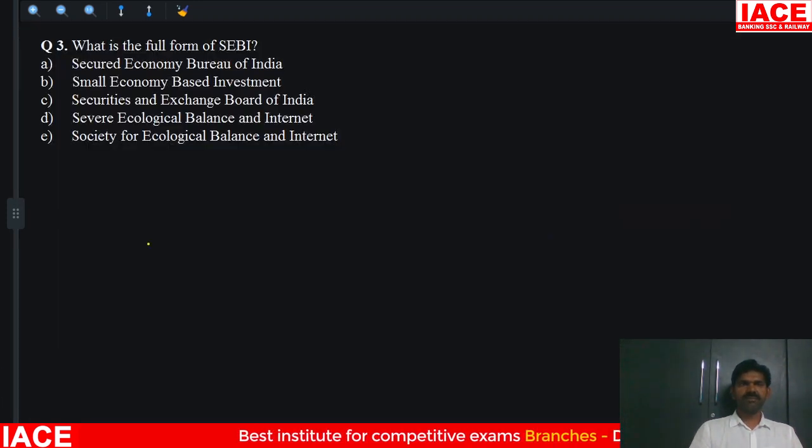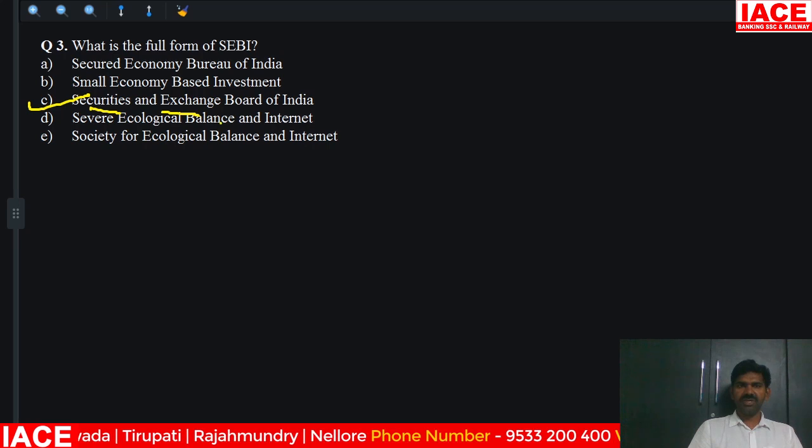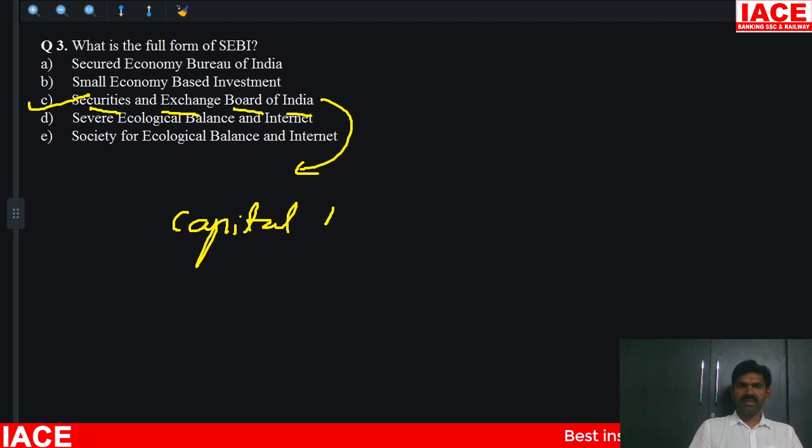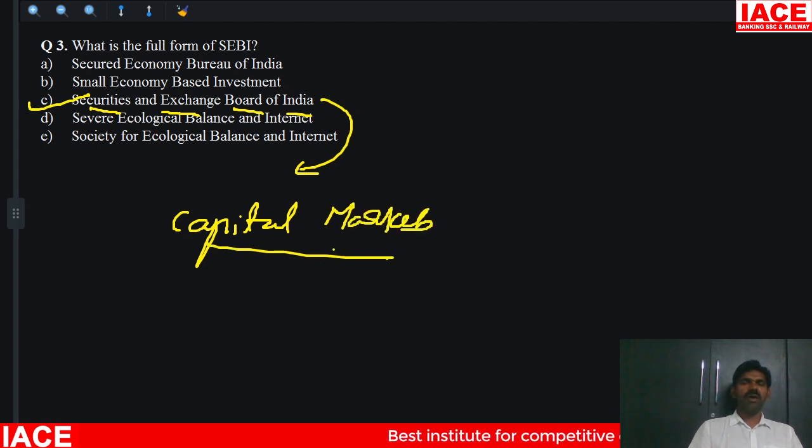Next one. What is the full form of SEBI? A very, very important financial institution, and most of you are aware of this. The answer is Securities Exchange Board of India. Very, very important. Remember that SEBI is the regulator of the capital markets in the country. Whatever you hear about the stock market is regulated by SEBI, the Securities Exchange Board of India.